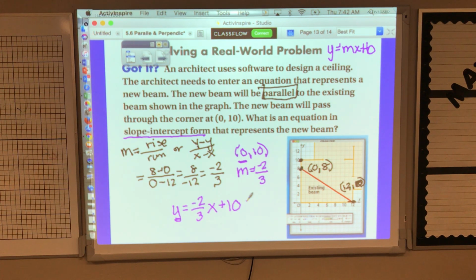Okay? So there's your lesson on parallel and perpendicular slopes. Remember, parallel lines have the same slopes, with perpendicular lines, the slopes have to be opposite reciprocals.